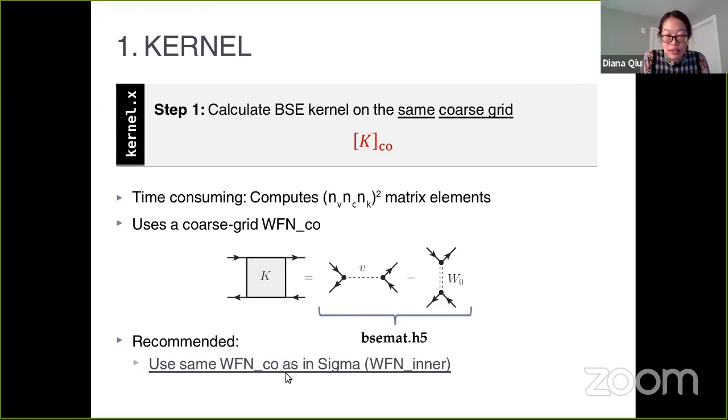And this wave function is referenced under the name WFN_CO, for coarse wave function.